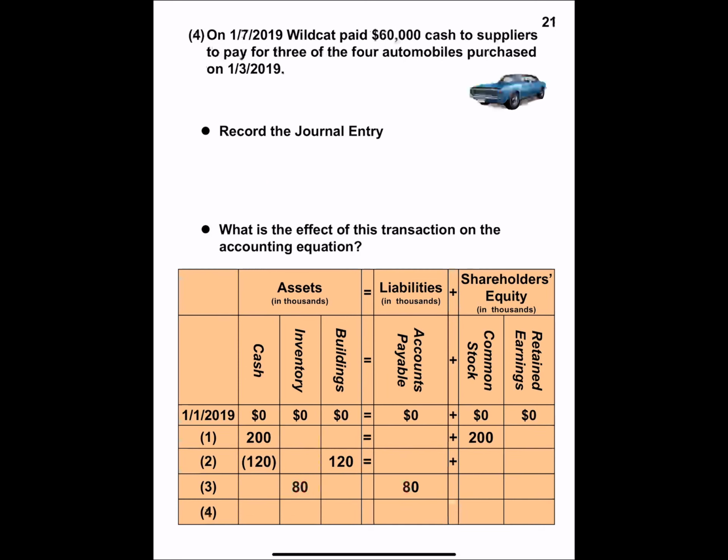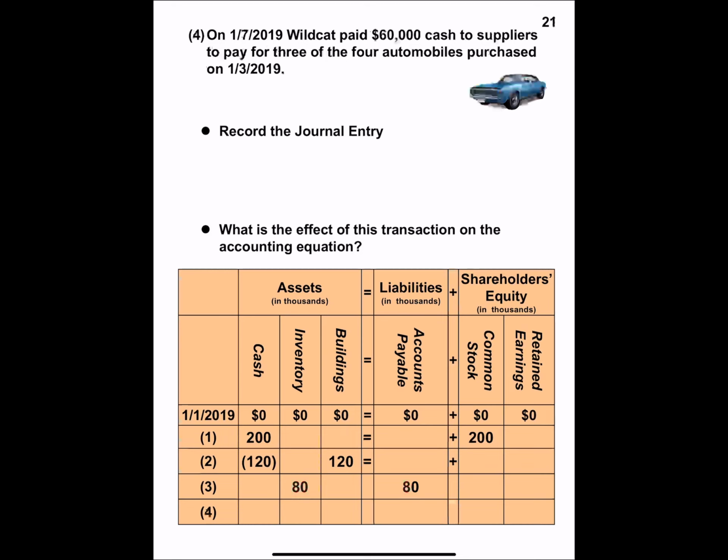All right, January 7th. Wildcat paid $60,000 cash towards those cars that they bought in the previous transaction. So they're essentially paying for 3 of the 4 cars. They'll pay for the 4th one at a later date. So, here we see cash involved. So let's think about what happened to cash. Did it go up or down? So Wildcat is paying cash. So cash is going down. How do you record decreases in cash? With credit entries. Again, cash is an asset account. Assets are on the left side of the accounting equation. How do you decrease an asset account?